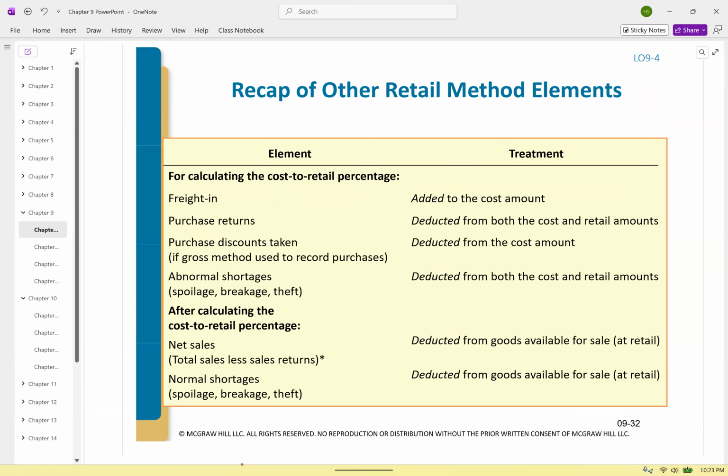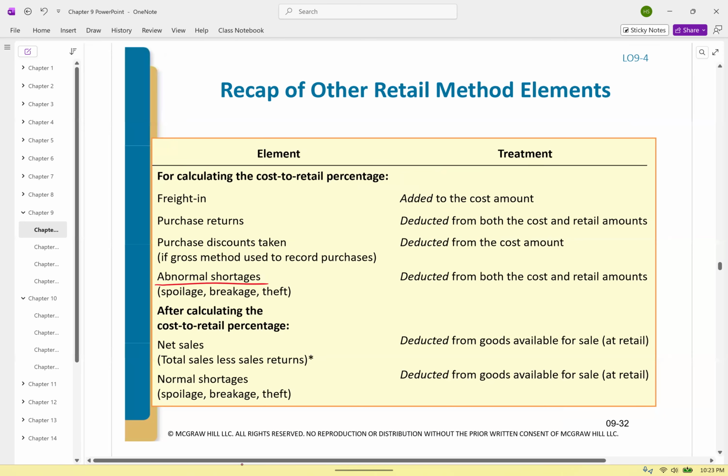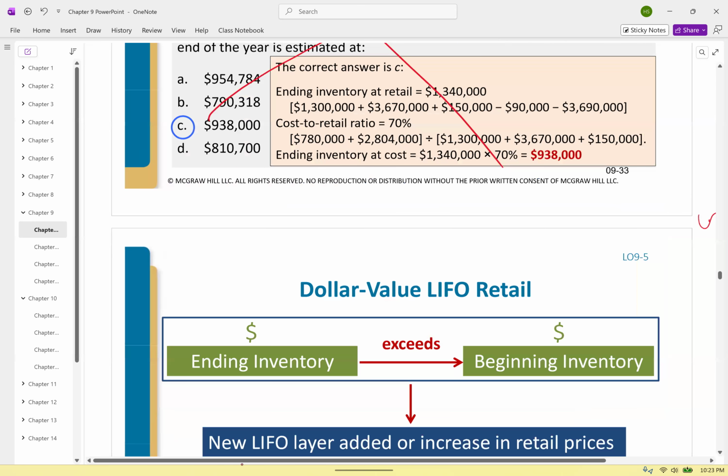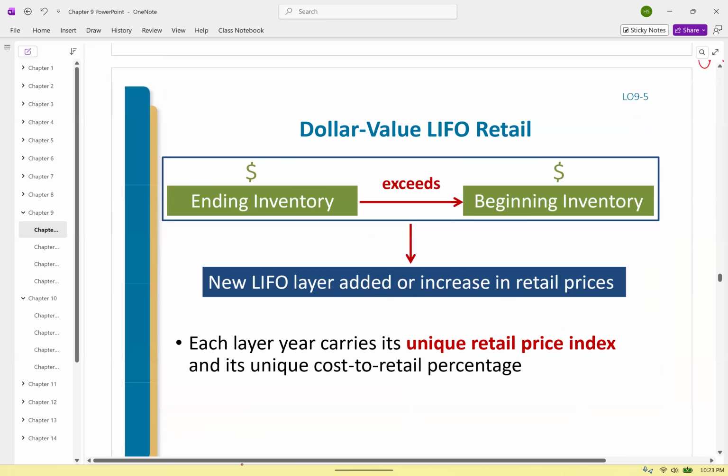Freight in, when we're doing inventory, when we are the buyer, freight in gets added to the cost of inventory. Purchase returns is going to decrease the cost and decrease the retail amounts. A purchase discount will only be deducted from the cost amount. There could be abnormal shortages. That's deducted from both cost and retail. After calculating the cost of retail, we have net sales and then we have normal spoilages. All right. And that is all for this video. We'll pick up in the next one with this dollar value LIFO retail.